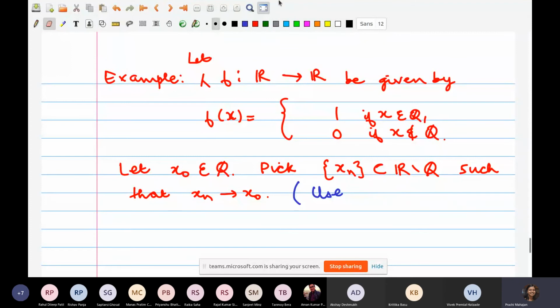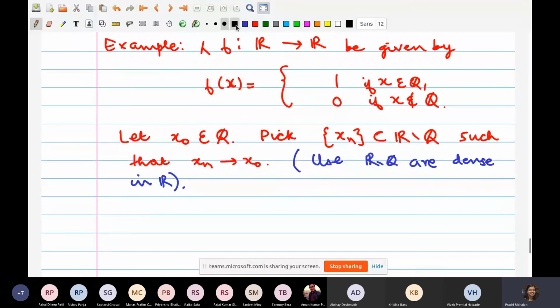So use the fact that the set of irrational numbers are dense on the real line. Yeah, which means that given any real number, you can always find a sequence of irrational numbers converging to that real number, in particular for the point x naught, right? Now, what is the advantage of considering such a sequence? The advantage is the following.